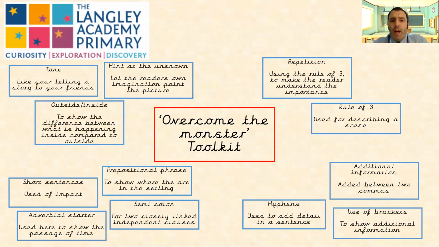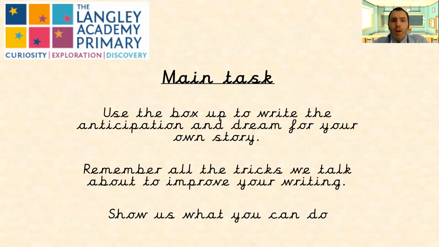So here's our toolkit all together. If you're not sure of some of these, go back, watch the beginning of the video again, remind yourself of what they are, how to use them and what they add for your writing. So your main task for today, you're going to use your box up to write the anticipation and dream for your story. Remember all the tricks we talked about to improve your writing. Show us what you can do.